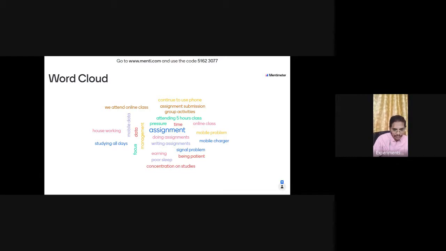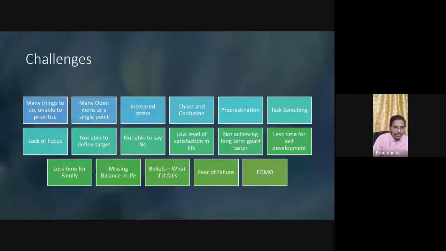So let me share the screen again. Okay. So same thing, I also have put it as part of my observation, right? Many things to do, unable to prioritize. Many items at a single point in time. The student can have multiple.